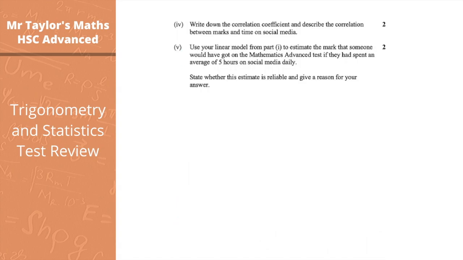Last part of question 9 is write down the correlation coefficient and describe the correlation between marks and time on social media. Another one that we just need to use our calculator. You need to know how to input your data. So it's negative 0.9819, and of course when we describe this, two things that we want to say. We want to say it's negative, and we want to comment on the strength, and this one is strong. It's very strong.